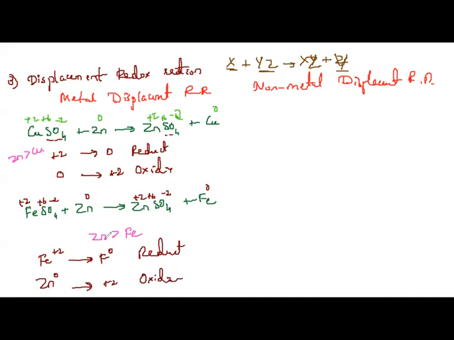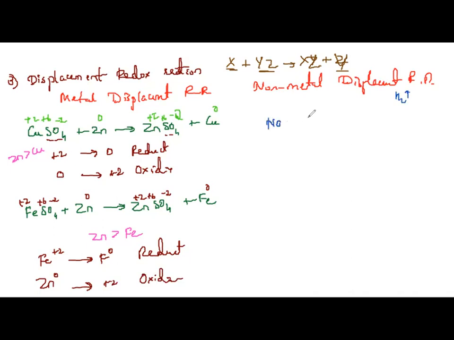So it is a redox reaction where there is displacement of an atom or an ion from another atom or ion in its solution. Non-metal displacement reaction. In a non-metal displacement reaction, a non-metal present in a compound gets displaced by a metal or a non-metal. Usually in non-metal displacement reactions, there is evolution of hydrogen gas. Let us see.